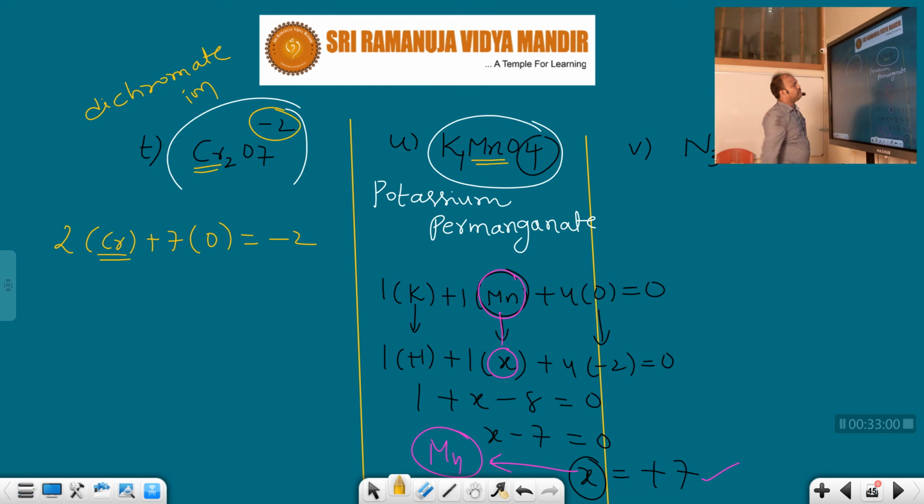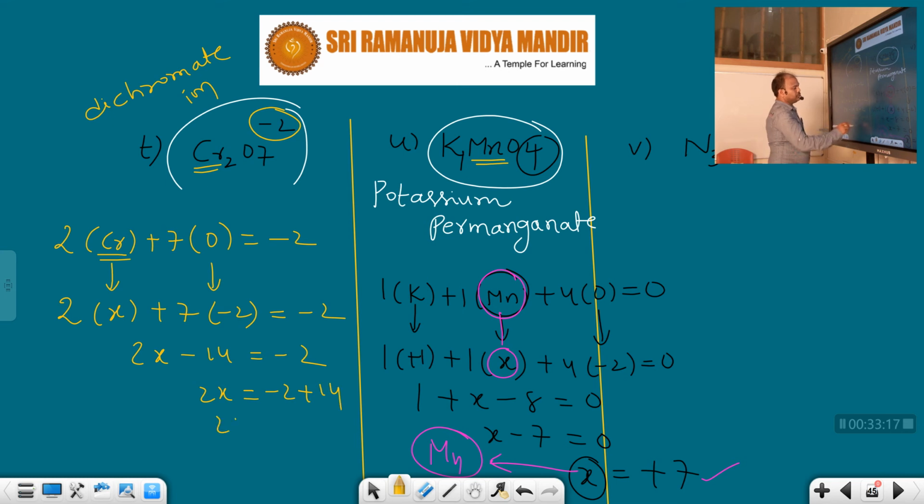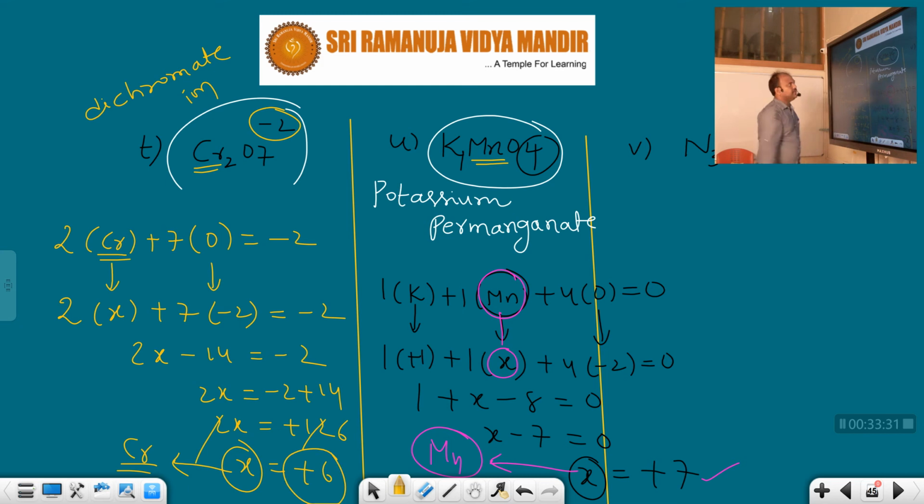Here we have to find the oxidation number of chromium. Chromium we don't know, say X. Oxygen we know, oxygen generally exhibits minus 2. So 2X minus 14 is equal to minus 2. 2X is equal to minus 2 plus 14. That means 2X is equal to plus 12. X is equal to how much? Plus 6, 12 by 2 means plus 6. X means chromium. So chromium oxidation number is plus 6 in dichromate ion.